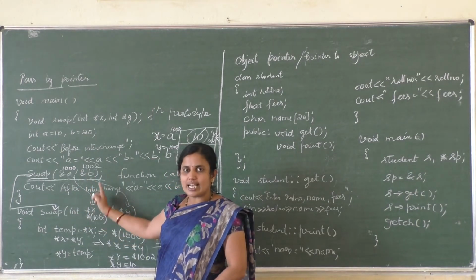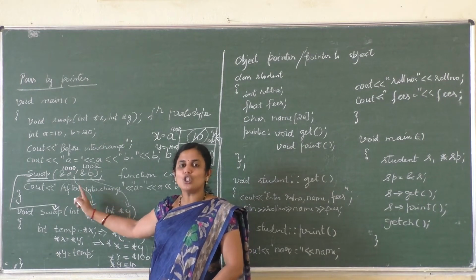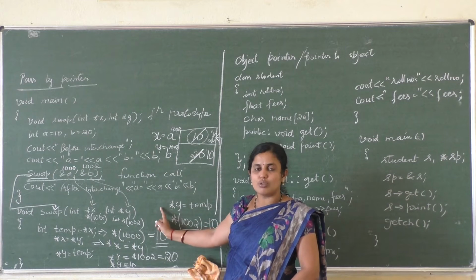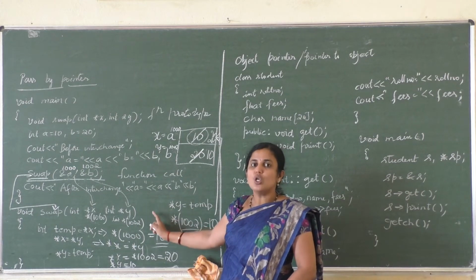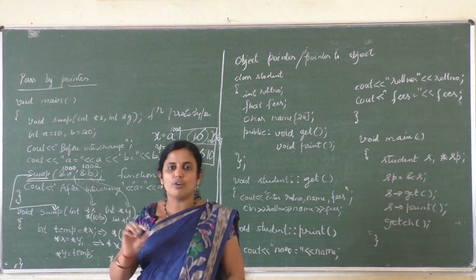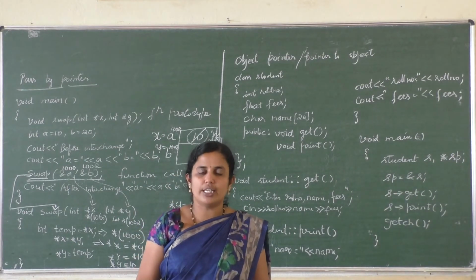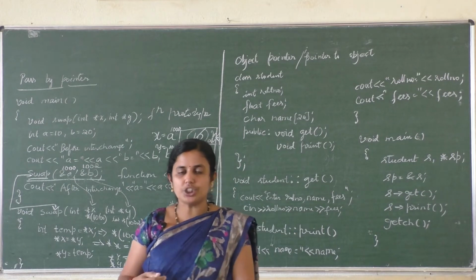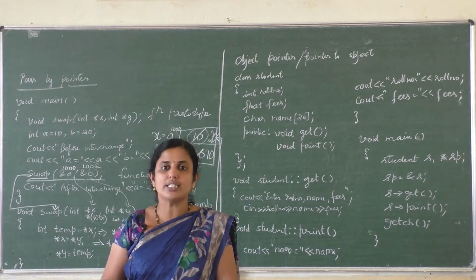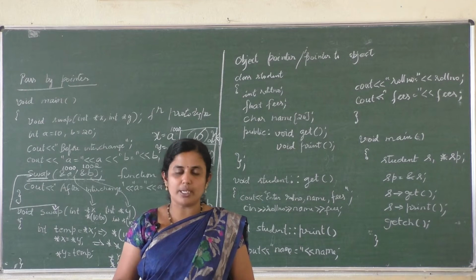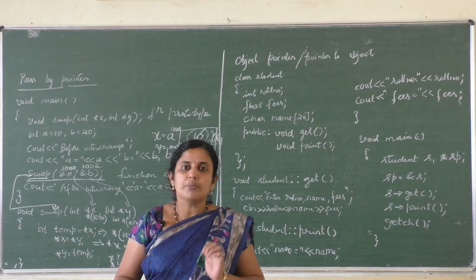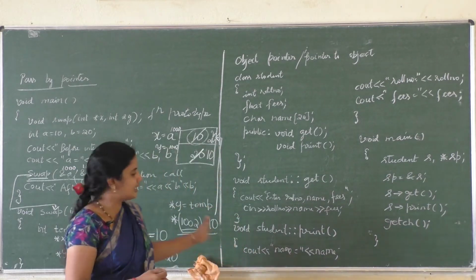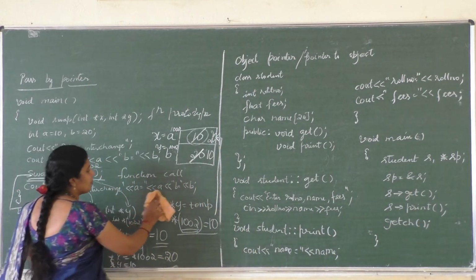Formal arguments and actual arguments both refer to the same memory locations, that is 1000 and 1002 respectively. So if we make changes over the formal argument, it will reflect in the actual argument. If I make changes over the formal argument, it will also make changes in the actual arguments. I'll just repeat this once again.